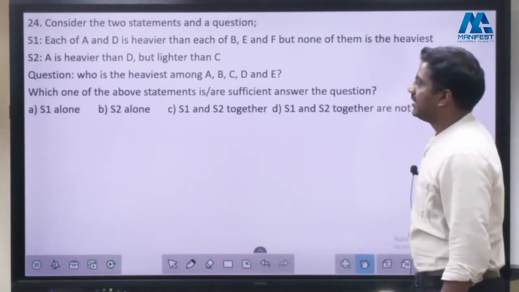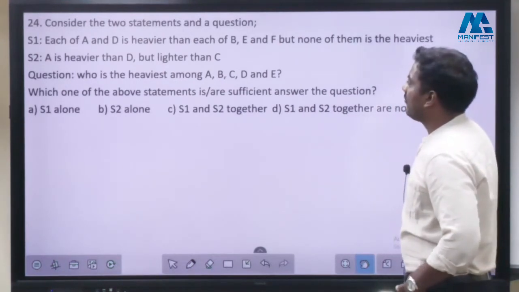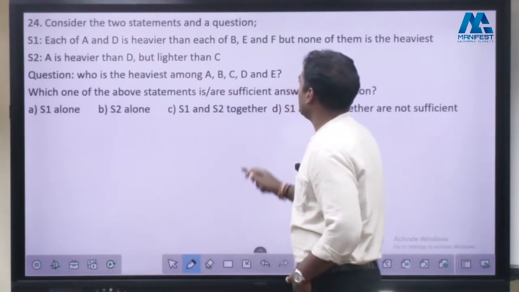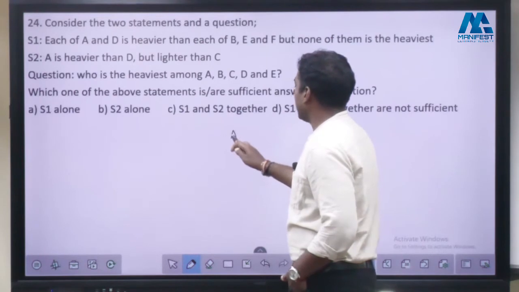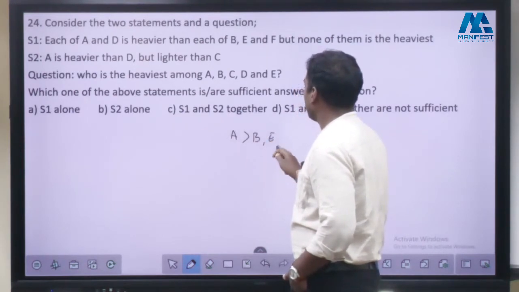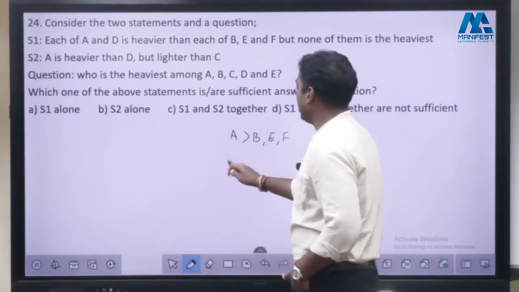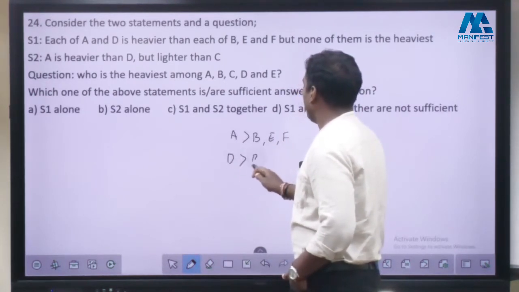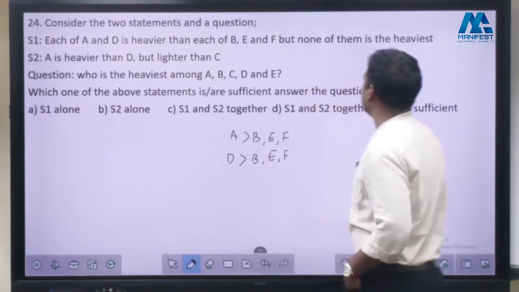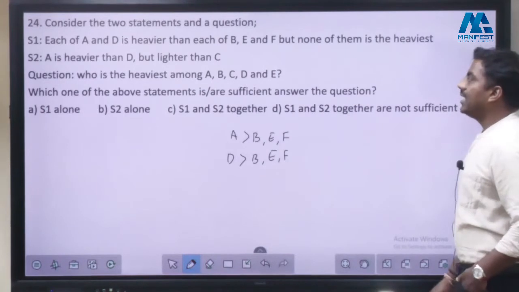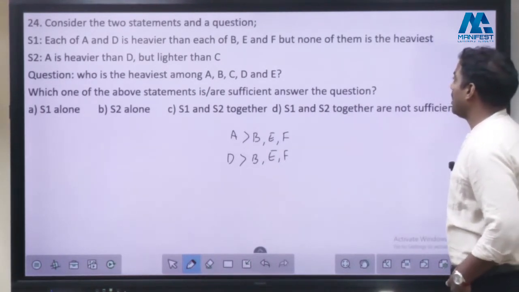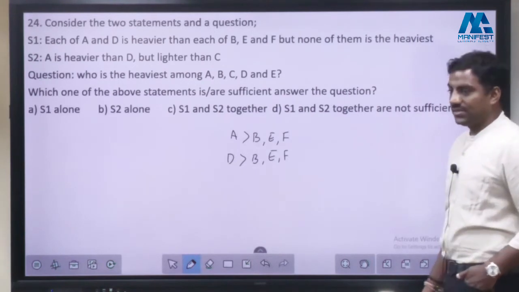Check only statement 1. Each of A and D is heavier than B, E, F. That means A is greater than B, E and F. Similarly, D is heavier than B, E, and F. Among A and D, who is the highest? A and D is heavier than each of B, E, and F, but none of them is the heaviest.